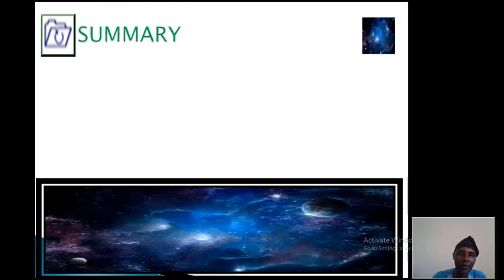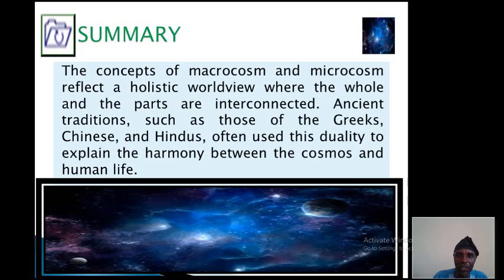Then, in summary, the concept of macrocosm and microcosm reflect a holistic worldview where the whole and the part are interconnected. Ancient traditions such as those of the Greeks, Chinese, and the Hindus, among others, often use this duality to explain the harmony between the cosmos and human life.